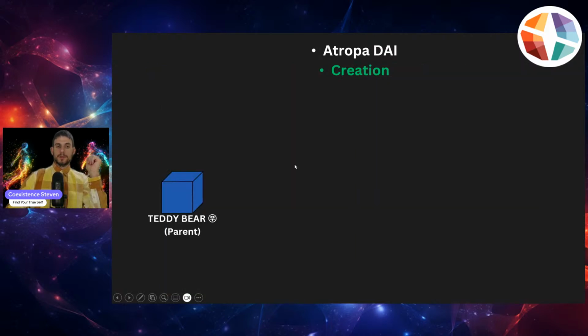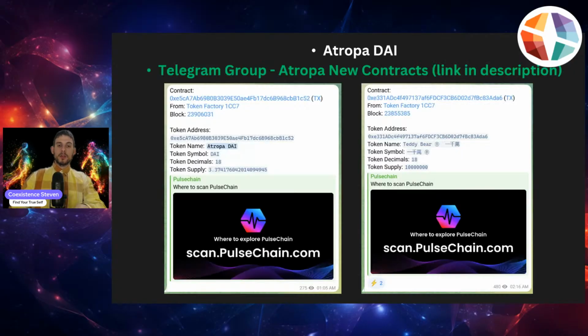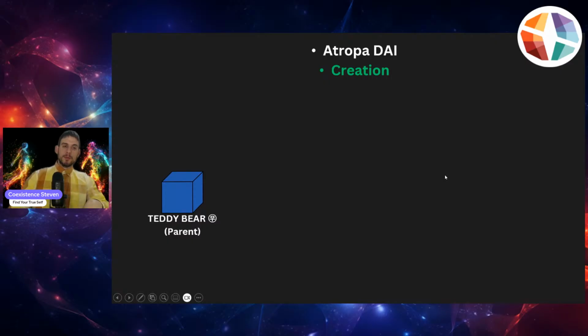Okay, so now we'll start from the beginning. Atropa DAI, the creation. Teddy bear, we all know and love teddy bear, the teddy bear in which we trust. That is the parent to this teddy bear here. So this teddy bear was launched off it as the child. In other words, every 10 million teddy bear that gets burnt to the contract will mint 1 of these child tokens.